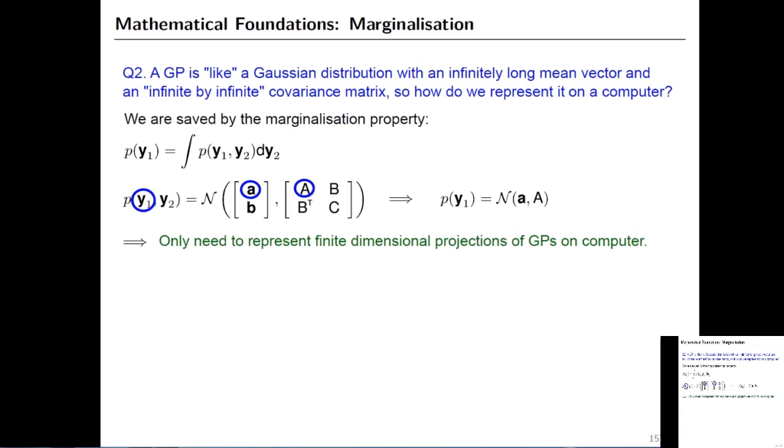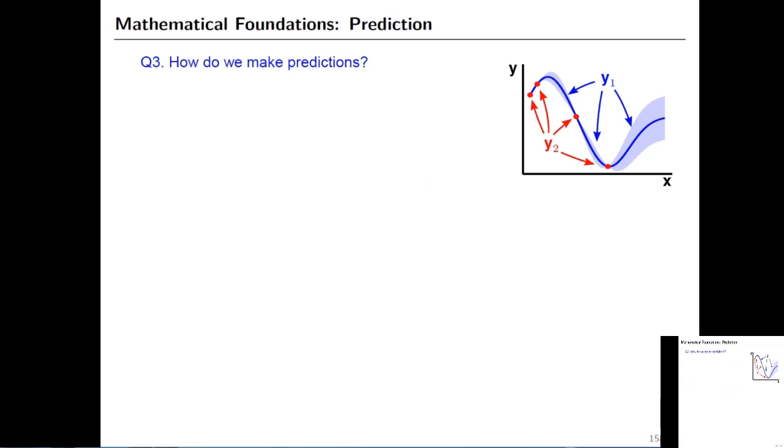Yeah? Great. Okay, the third thing I want to do is give you a flavor of how to make predictions, because this will motivate a couple of the issues in the second half of the lecture, in particular about how to scale these things to work on large data sets, because one of the Achilles heels of Gaussian processes is they're not that data efficient, for reasons that will become apparent.